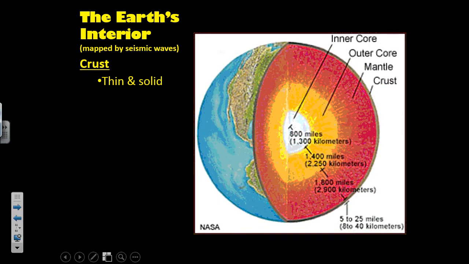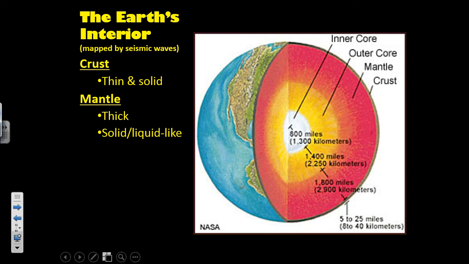For example, the layer that we are on is the crust. If you think of the Earth as a peach, this would be the skin of the peach. Then beneath that is the mantle. Again, thinking of the peach, this would be the juicy part that you eat. It makes up the majority of the planet, and it has some very weird properties. It has some properties like a solid, some properties like a liquid. Think of it as a putty or something like that. It moves, and it moves very slowly.